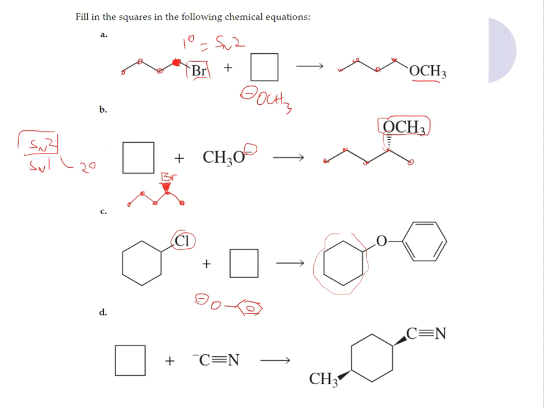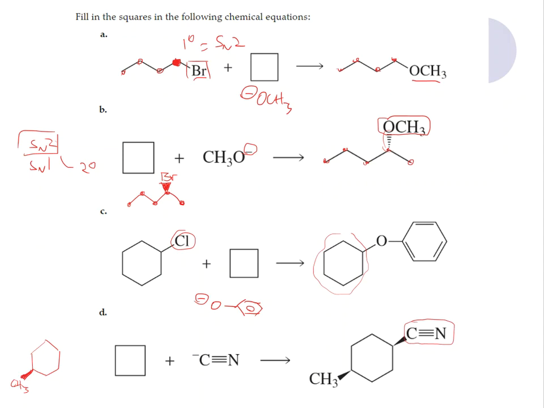Now let's look at D. If we look at D, we have this C triple bond N, and we get this product here. All right, so it looks to me like this is the spot that C triple bond N went on to, which means that that spot better have had a halogen on it. Well, we also get this CH3 group that's down here.